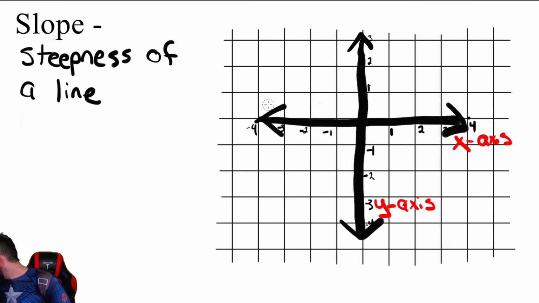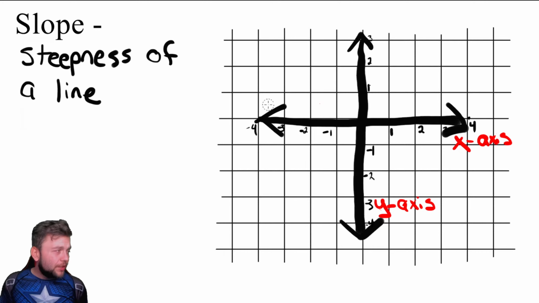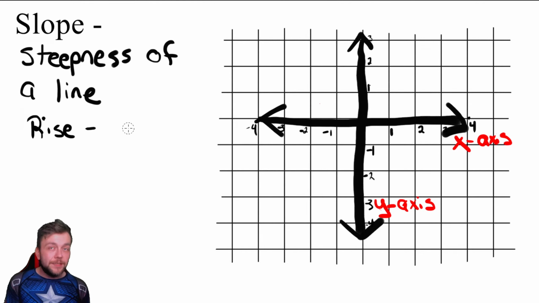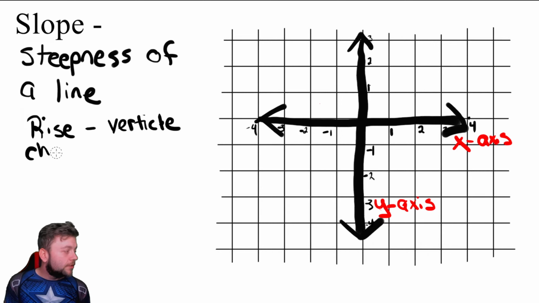Let's talk a little bit about that rise over run. So what is rise, and why do I keep saying rise over run? So rise is the vertical change from one point to another.